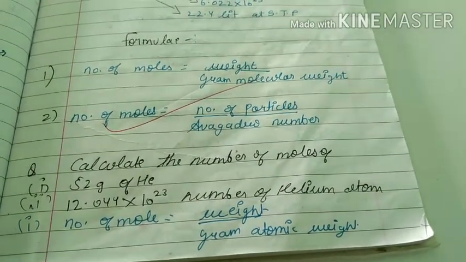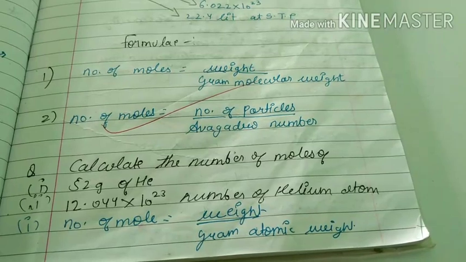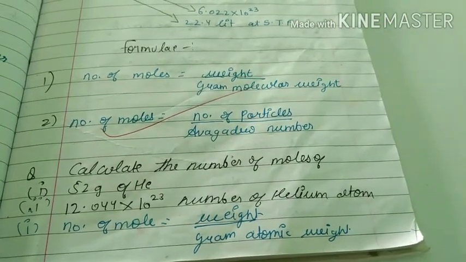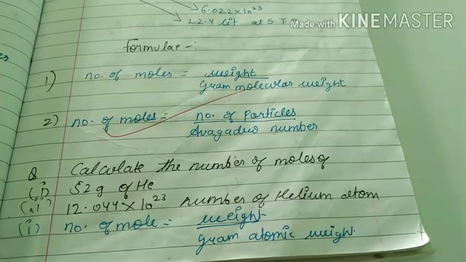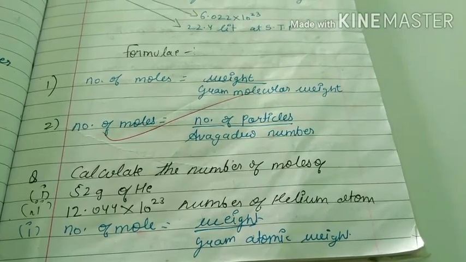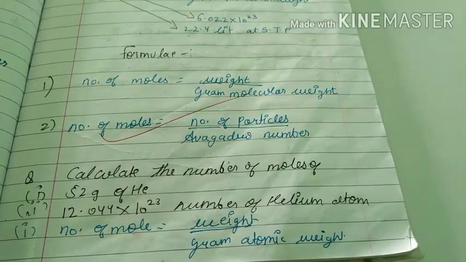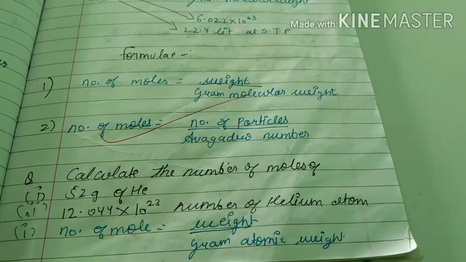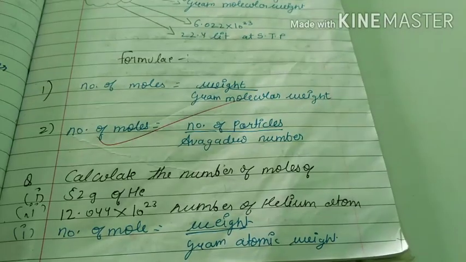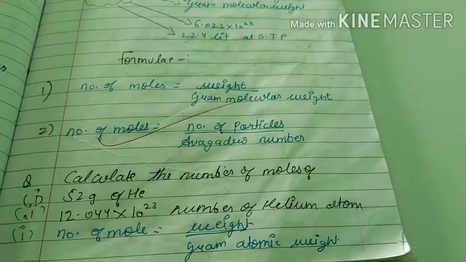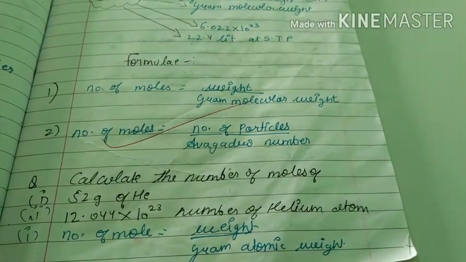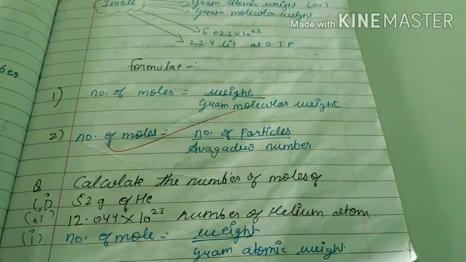I will repeat those points once again. Gram molecular weight means the sum of atomic weights in a molecule. Mole means Avogadro number of particles present in a substance. Avogadro number means 6.022 or 6.023 into 10 to the power of 23. That is called Avogadro number. So here are some points regarding that.